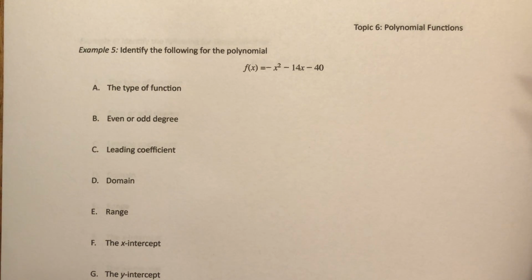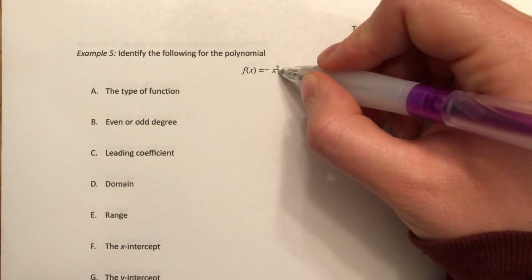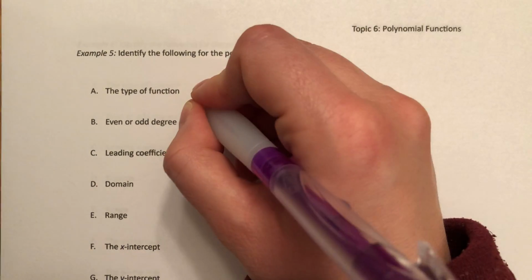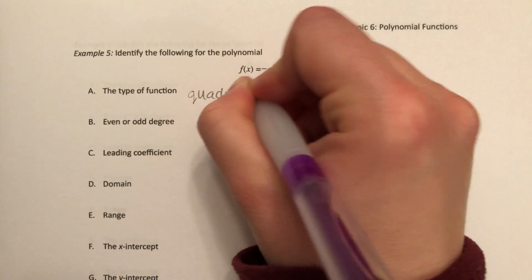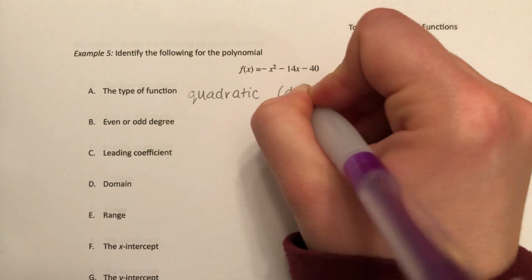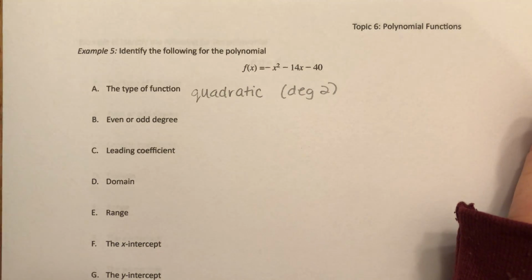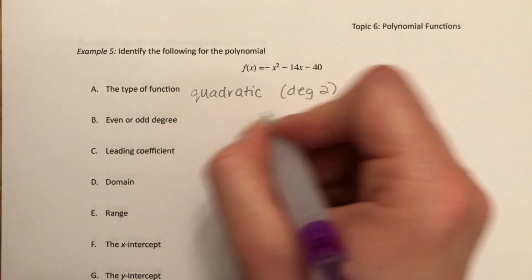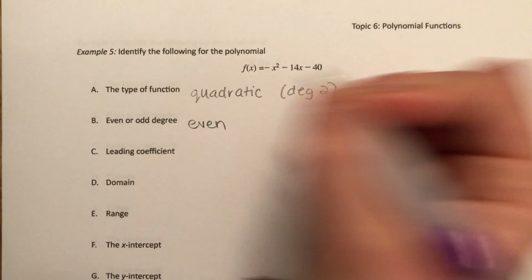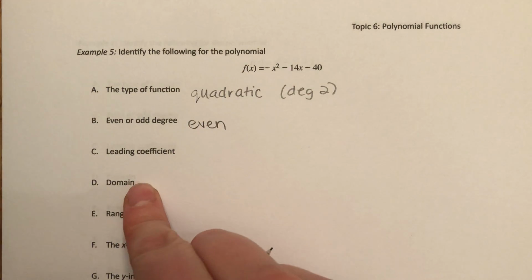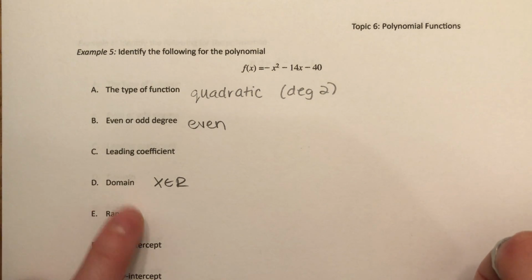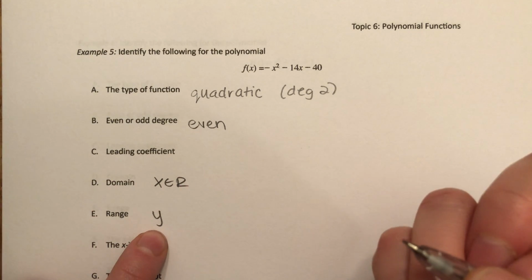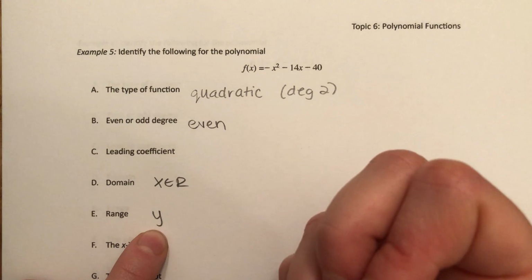So this one, we've got the type of function. See how we've got a degree 2? That means this is a quadratic function, because it's degree 2. The even or odd degree, 2 is an even number, which tells us that my domain is all real numbers, but my y is going to be less than or greater than something.